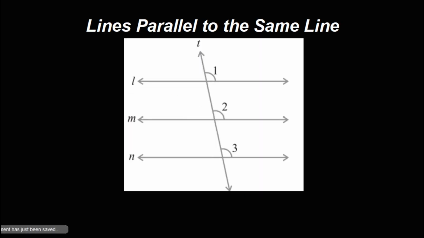Lines parallel to the same line. Now it's very easy. We have talked about the corresponding angles. Now you must have known by now that for parallel lines, we often mark them with arrows. Now suppose L is parallel to M.